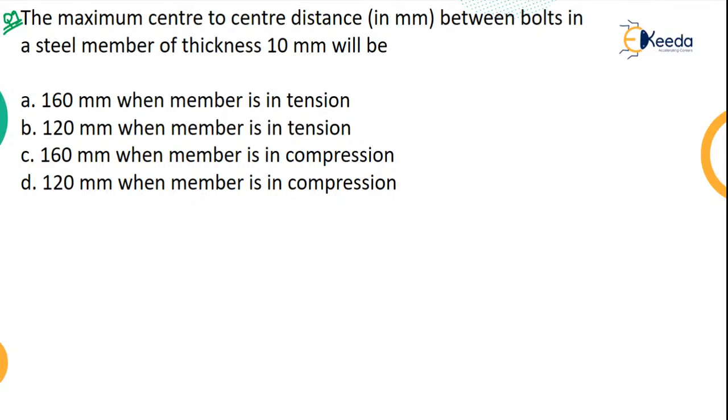Okay, now again let me tell you, this is an MSQ question. So multiple select. There are more than one correct answer. Okay, now what are the options? 16 mm when member is in tension, 120 mm when member is in tension, 160 mm when member is in compression, and 120 mm when member is in compression.